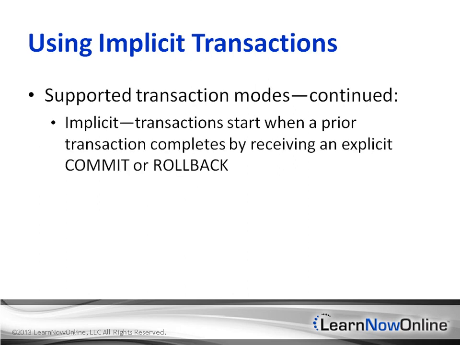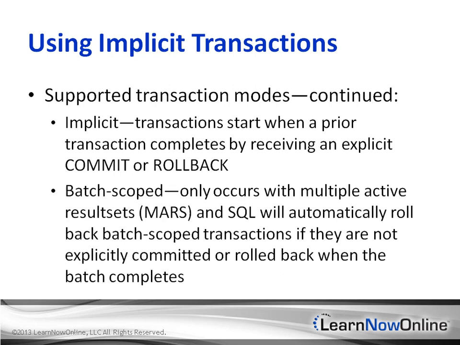And then there's implicit. Transactions start when a prior transaction completes by receiving an explicit commit or rollback. And finally, there's batch scoped. Only occurs with multiple active result sets, and SQL will automatically roll back the batch scope transactions if they're not explicitly committed or rolled back when the batch completes.